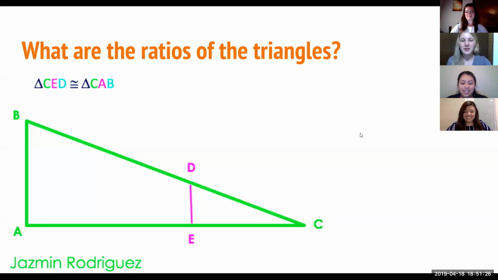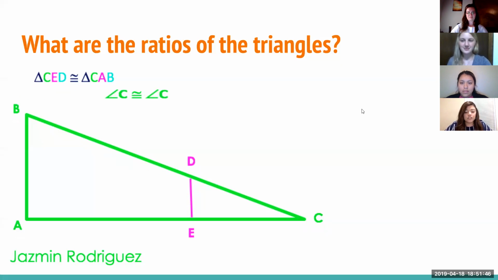So Jasmine, what are the ratios of the triangles? Thank you, Claudia. We know that in order for two triangles to be similar, the corresponding angles have to be congruent and the lengths of the corresponding sides also have to be equal. We already determined that triangle CED is congruent to triangle CAB. These two triangles are similar because angle C is congruent to itself. We have angle E congruent to angle A, and angle D is congruent to angle B.